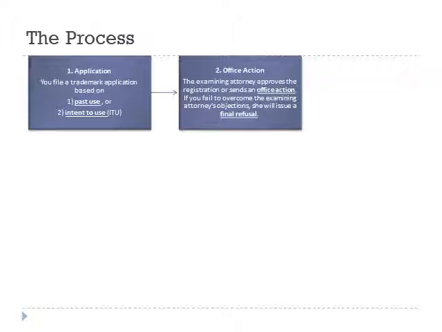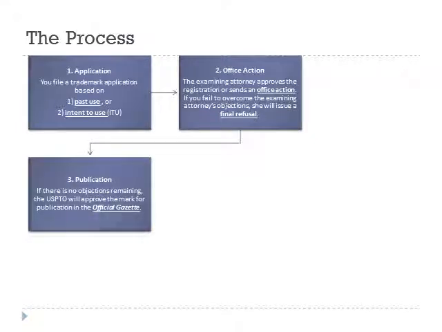However, if you're unable to get there, if you reach an impasse and the examining attorney is done working with you, then they'll file what's called a final refusal, which, if you want to appeal that, you have to take to the Trademark Trial and Appeal Board.